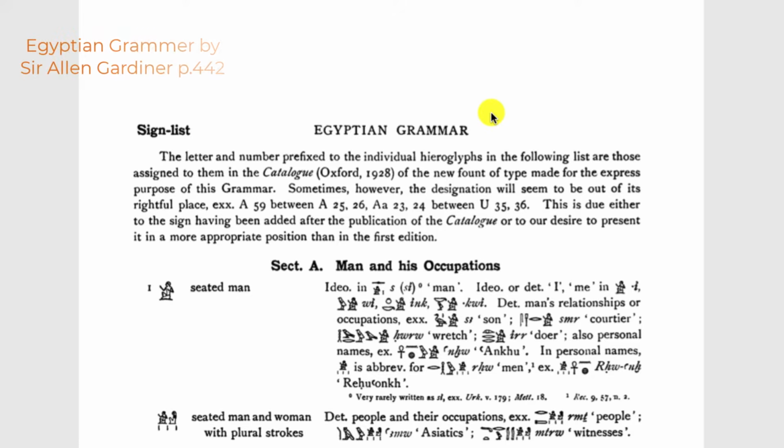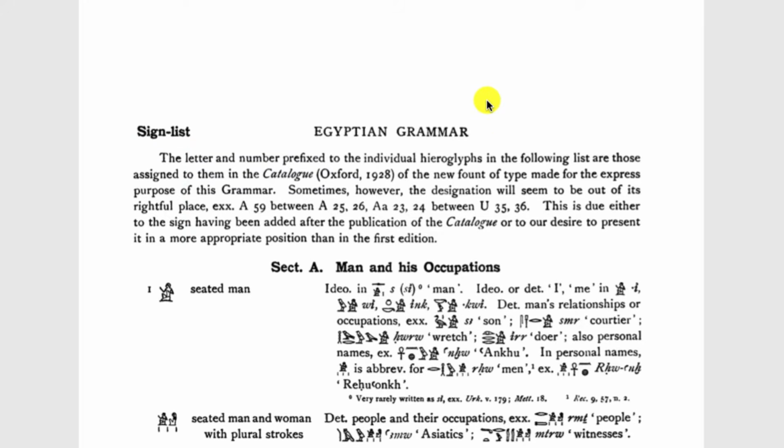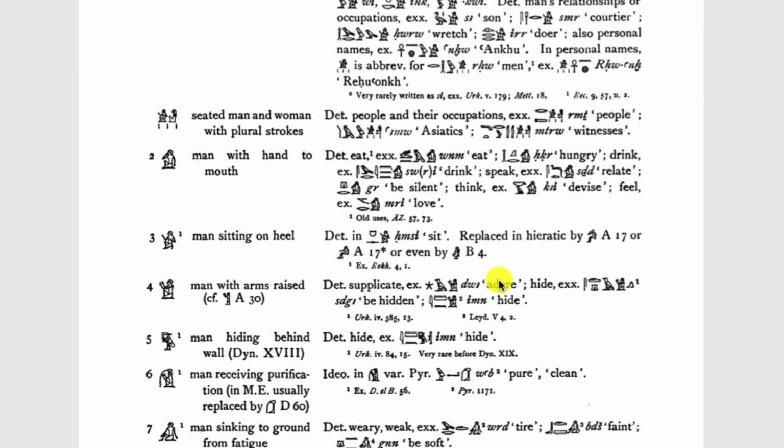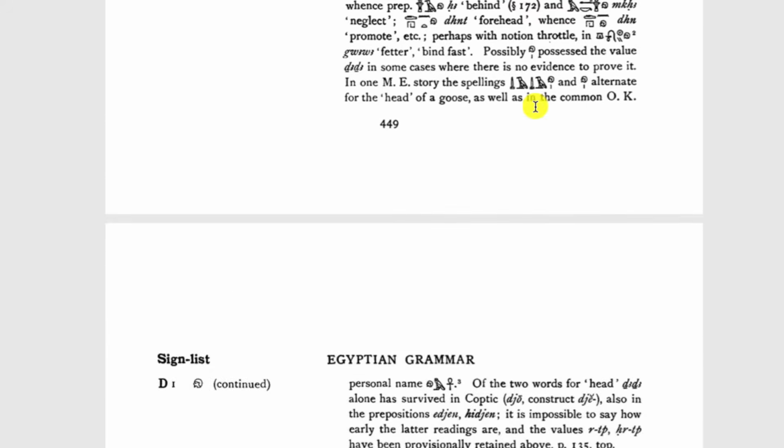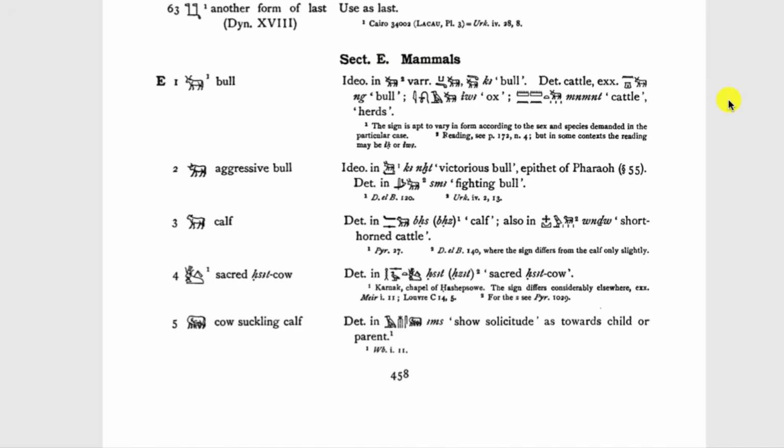I'm here in the book Egyptian Grammar by Sir Alan Gardiner. Here you find all the signs and determinatives. The Gardiner-Liste is divided in different sections. Section A illustrates man and his occupations. Section D shows, for example, parts of the human body. In section E, you find mammals.